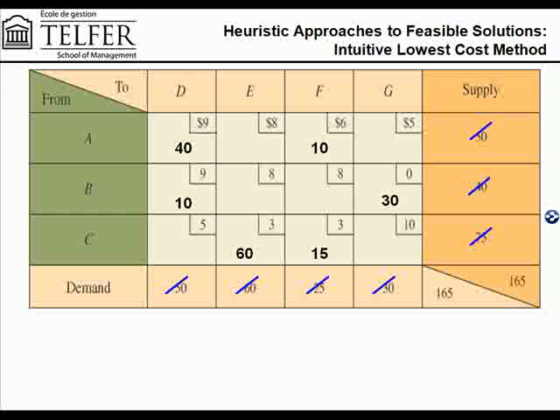So now, again, we've crossed out all of our supply points and demand points. We've met the demand requirements and we've exhausted all our supply. And this is a solution that you get using the intuitive lowest cost method.